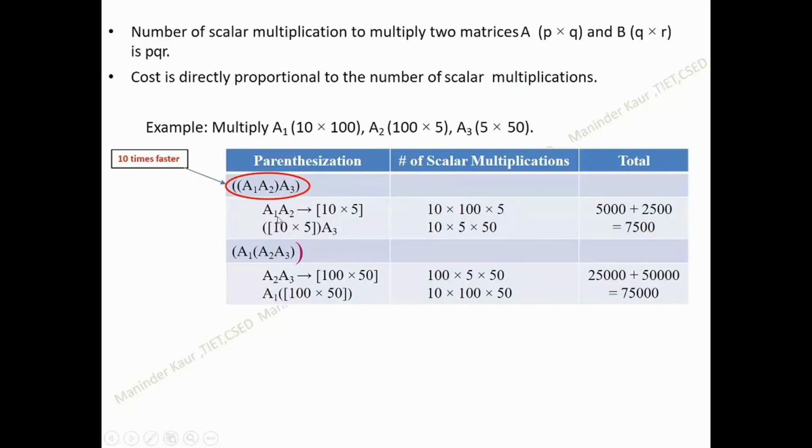The reason being, this is how to find the count of multiplications here. When we are multiplying A1 with A2, the count of multiplications is 10 into 100 into 5. This is the first one. And when we are multiplying A1, A2, the final dimension of the resulting matrix will be 10 into 5.